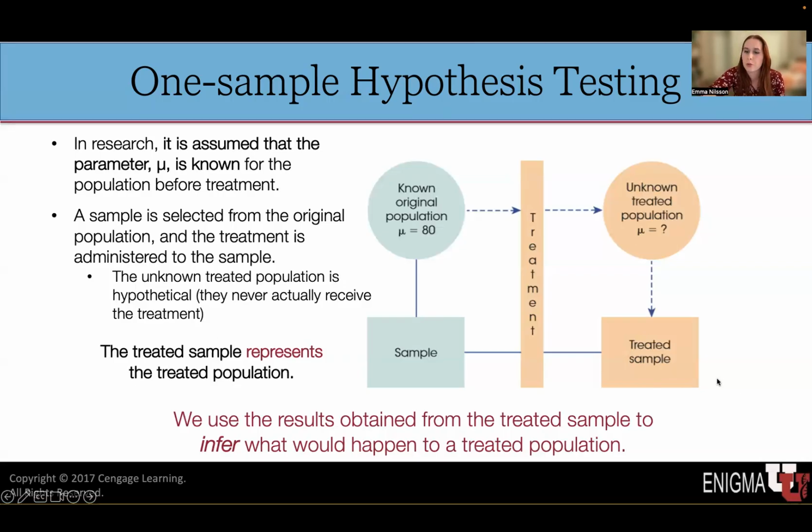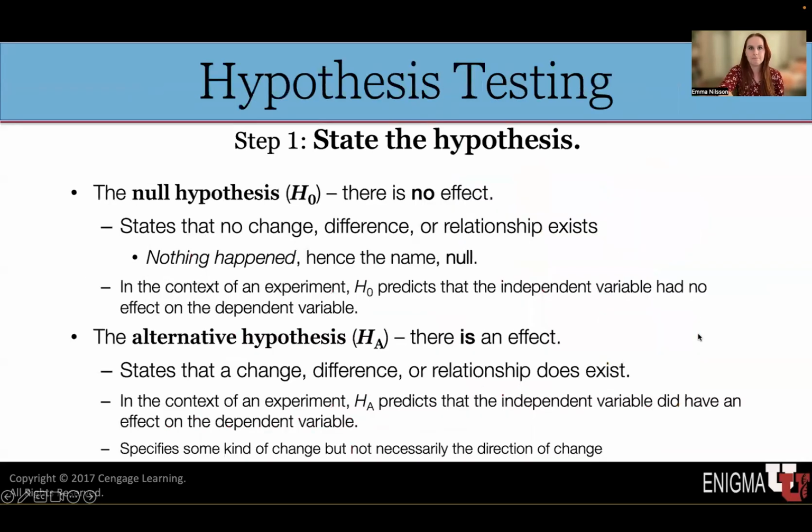So the treated sample is going to represent the treated population. And we use the results obtained from them to infer what would happen to a treated population. For that reason, we still state all of our hypotheses about the population, not about our sample. And we'll see that in a second. We'll see that right now. Let's go through the steps of a hypothesis test.